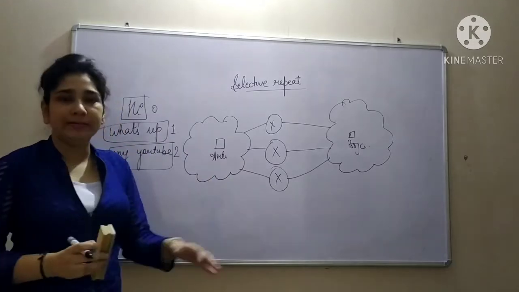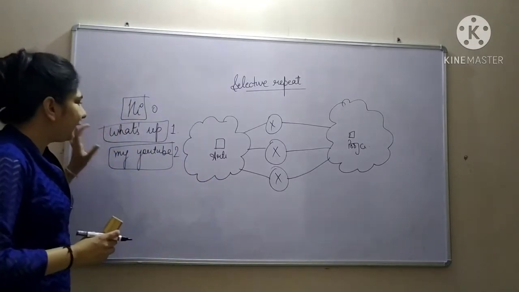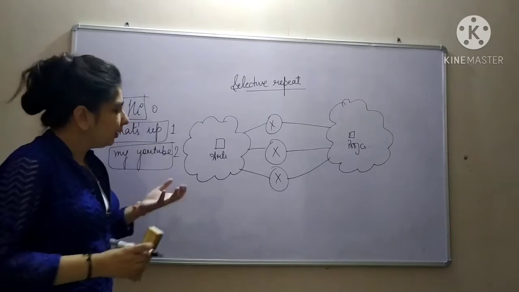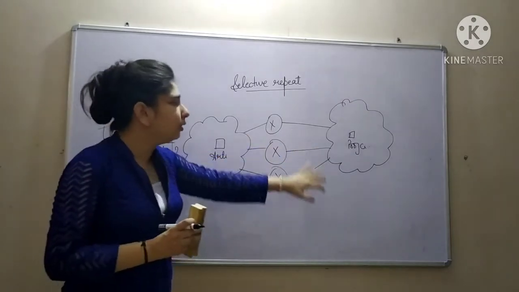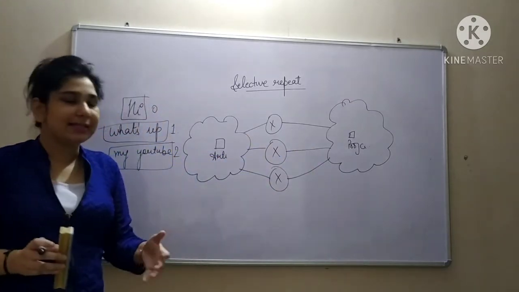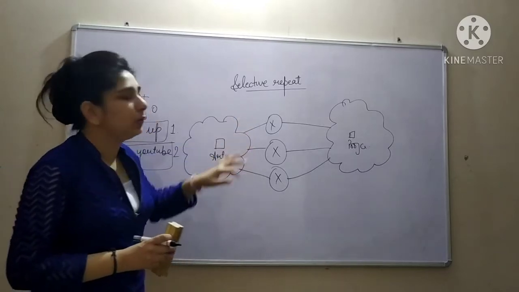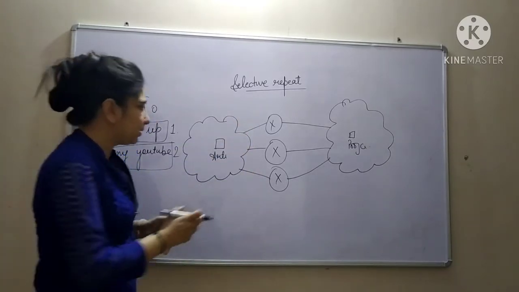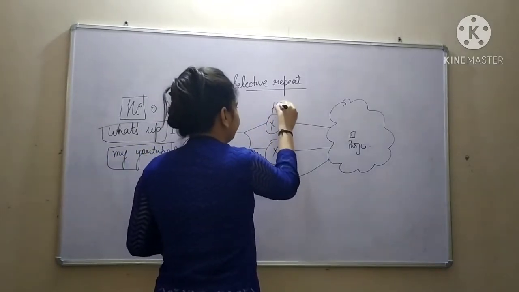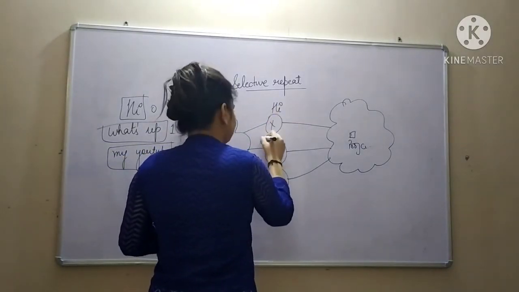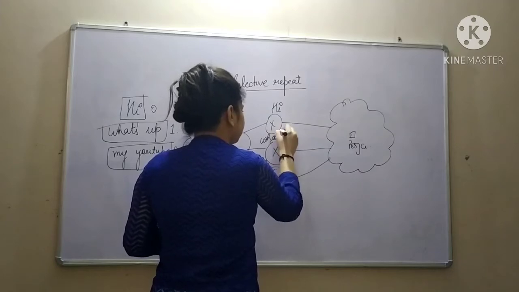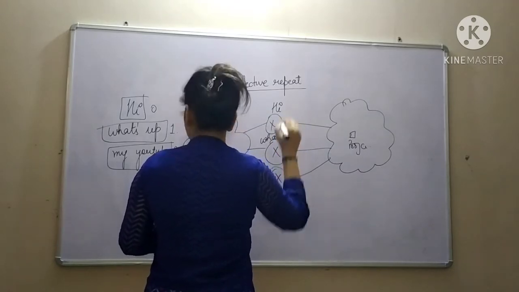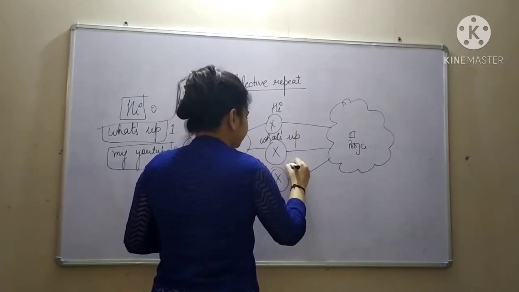It is not that all these three packets must follow the same route. They might follow the same route, but there is also a chance that all these packets might follow different routes or different paths. Let's suppose: hi, what's up, and YouTube link.